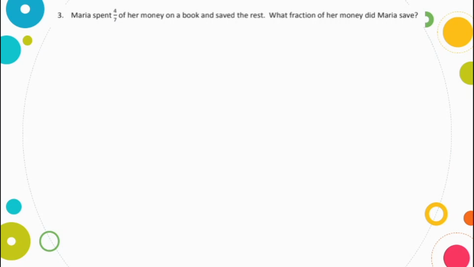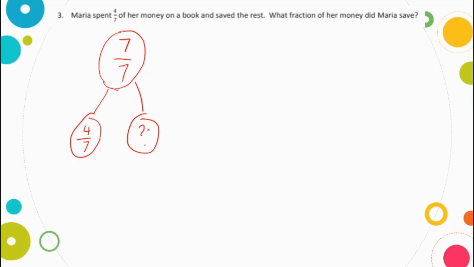So it says Maria spent 4/7 of her money on a book and saved the rest. What fraction of her money did Maria save? If we're thinking about this, the first strategy that pops to mind is a number bond. So I'm going to say the whole of her money, if she has 1 whole here, is 7/7, right? So she spent 4/7 of her money. We need to figure out what goes in this part of the number bond.